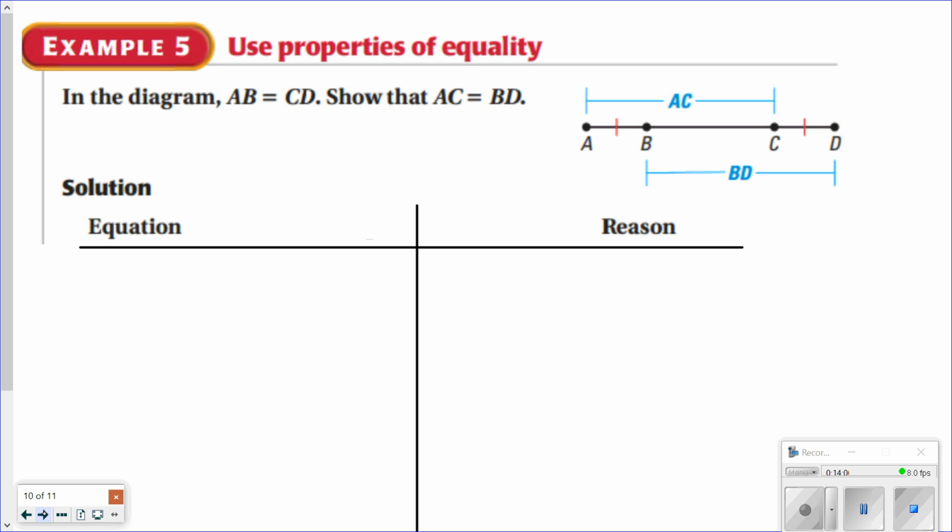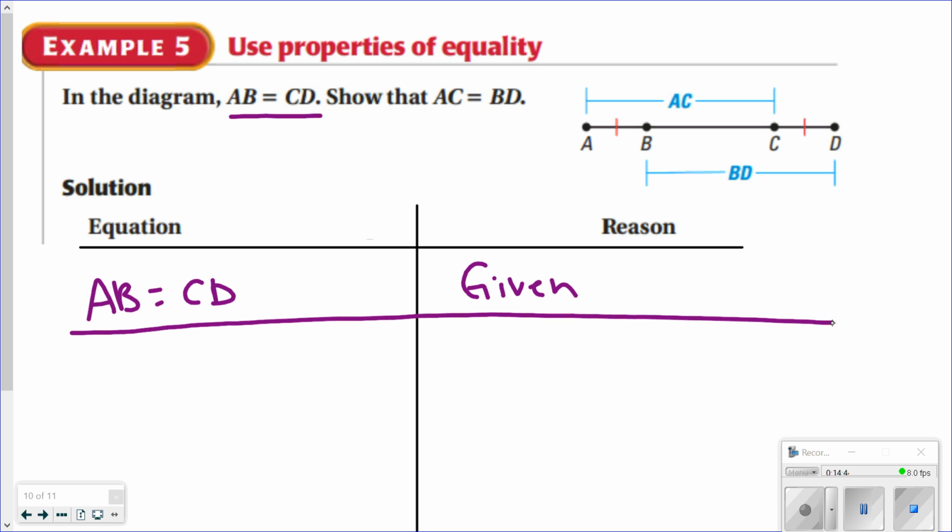All right, so here's going to be our last example. In the diagram, AB is equal to CD. Show that AC is equal to BD. All right, so if I look, AC is this blue segment, and BD is also another blue segment. What do they tell us? Well, the first thing they tell us is that AB is equal to CD. I need to write that down first. So AB is equal to CD. That was given.